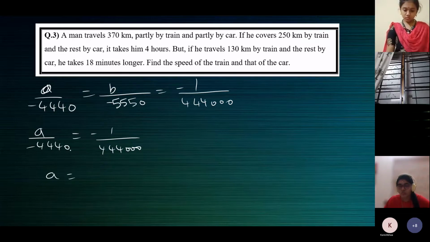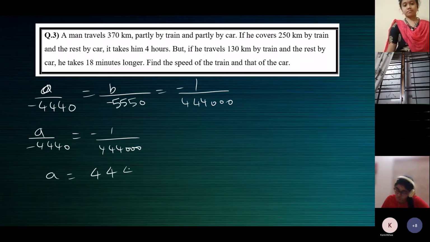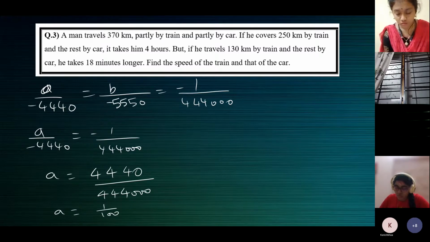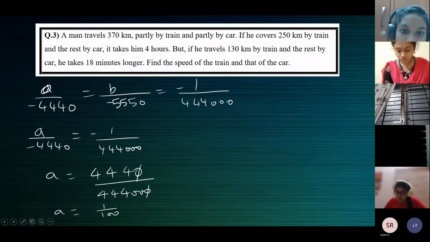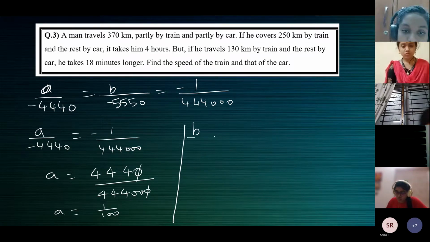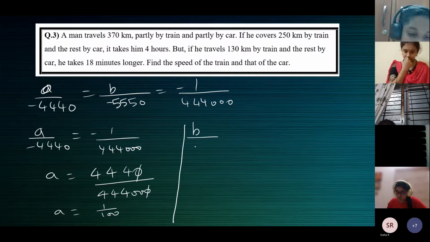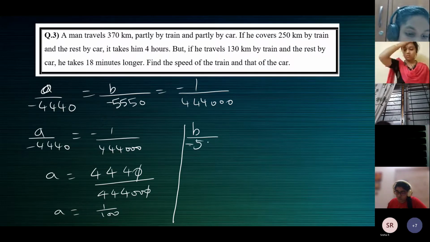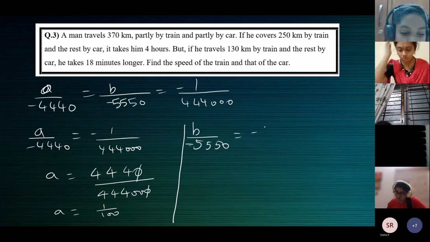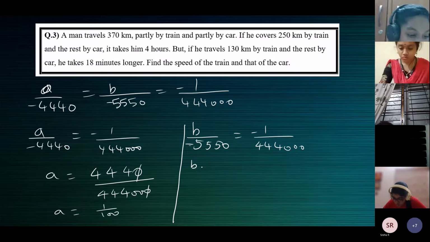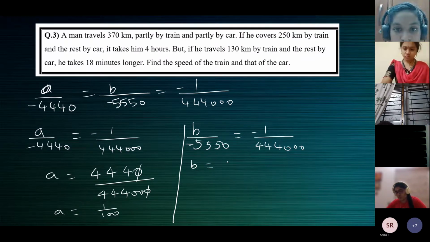So A is equal to, when you cross multiply, A is 1 by 100. Yeah, B is equal to B by minus into minus plus.